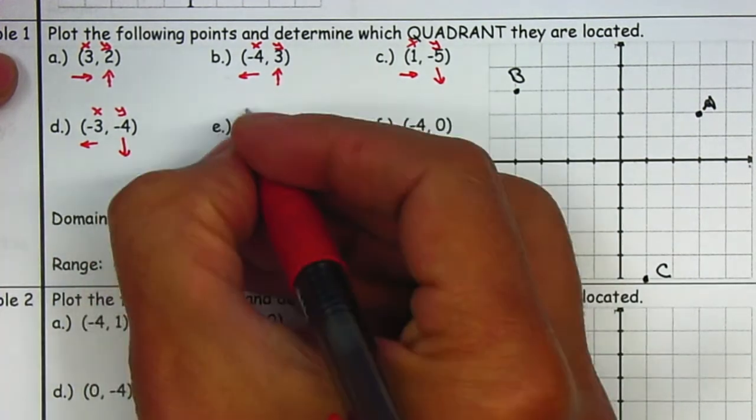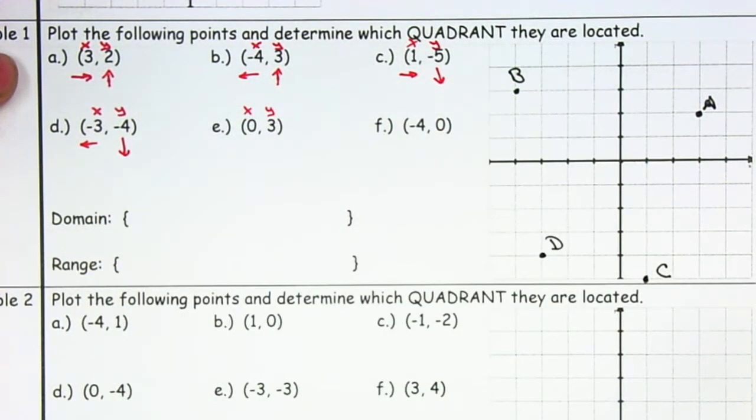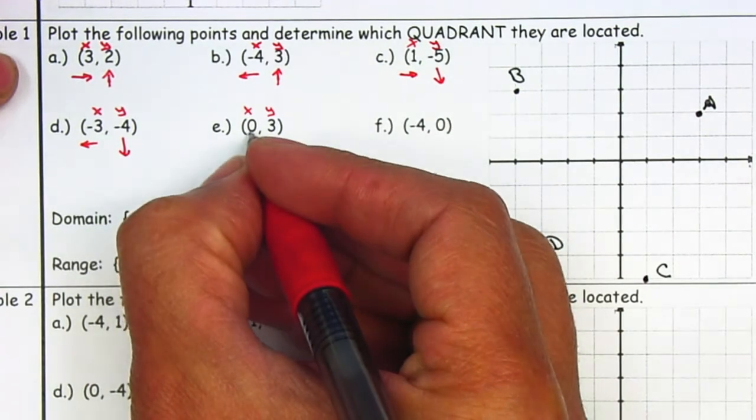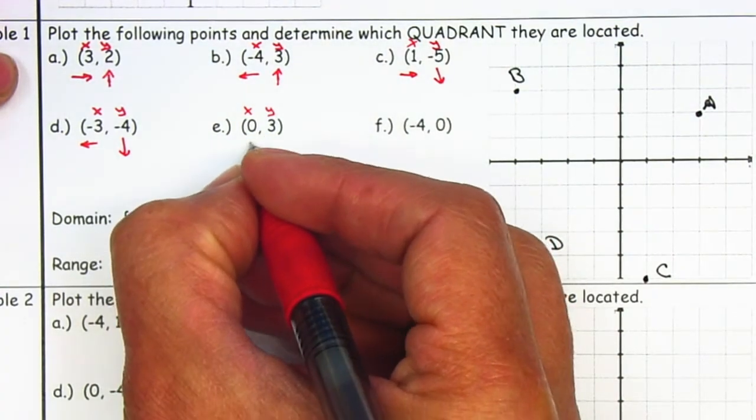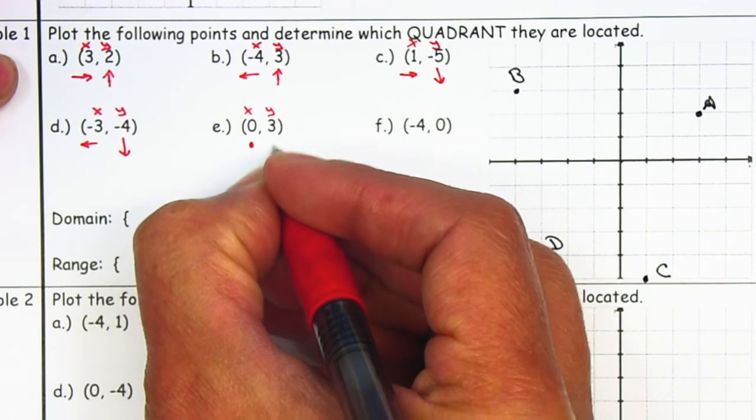For letter E, X and Y, it's a 0. So that means we're not going to go to the right or to the left. We're just going to stay there, and then we're going to go up 3.